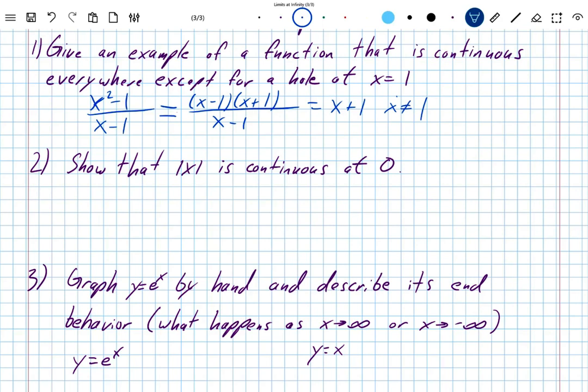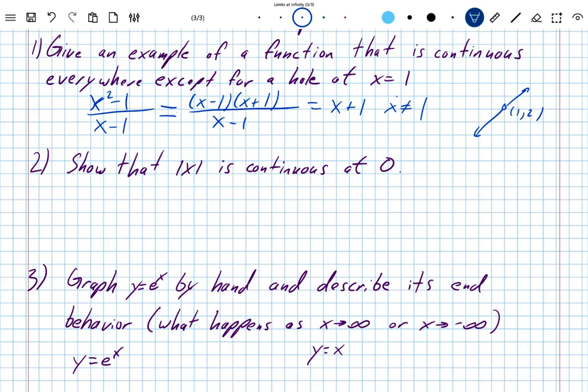If I was going to try to graph it, it just looks like x plus 1, which is a nice line of slope 1, except it's going to have a hole right at this point, 1, 2. And you could have done any of a number of other functions as well.